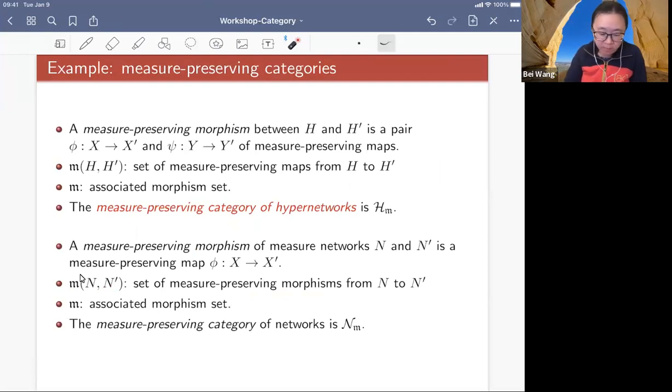The second type of category is thinking about the morphisms between two hypernetworks such that they are measure preserving. A measure preserving morphism between a pair of measure networks is a pair that maps the vertices and maps the hyperedges such that all these maps are measure preserving. So under measure preserving morphisms, you can talk about the measure preserving category of hypernetworks too.